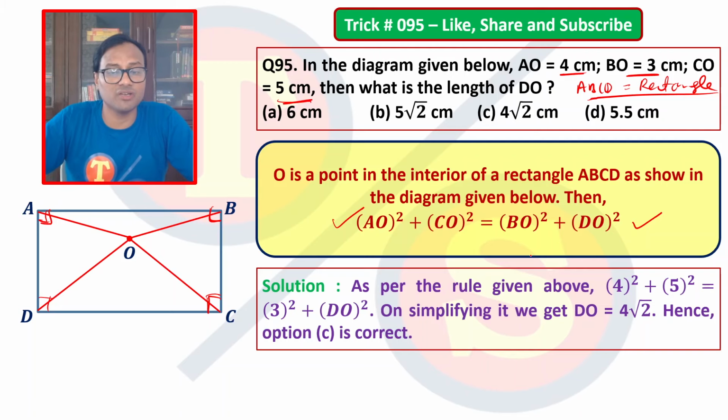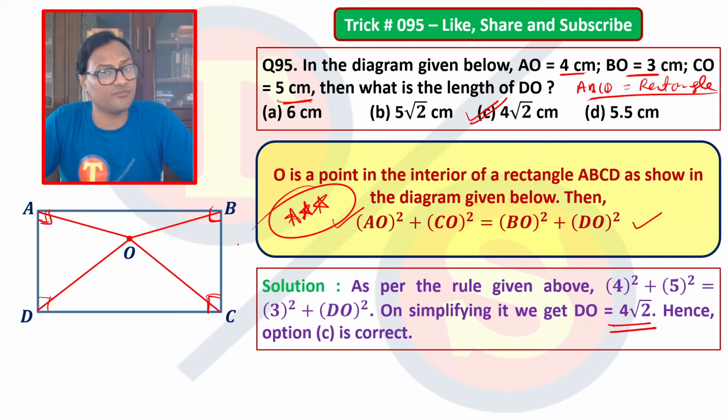You will get to know the length of the fourth side. So the length of the fourth side will come out to be 4 root 2 centimeter. Okay. Very important formula. Again, it has been used in almost every exam in the last 5 years, 10 years, right? So definitely the chances of it getting repeated are very high.